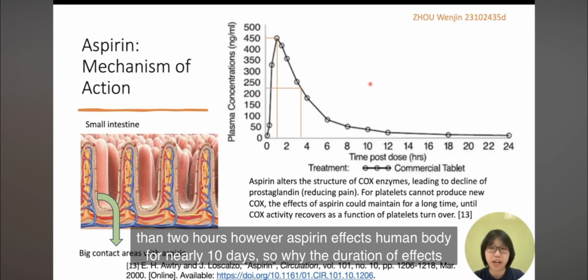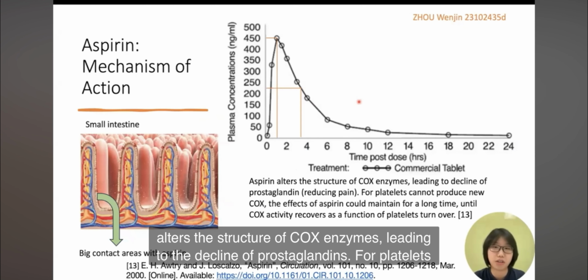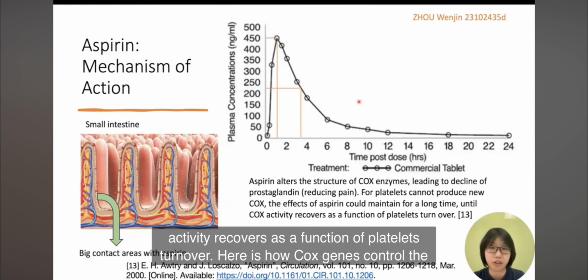So why is the duration of effects of aspirin much longer than the time aspirin remains in the blood? As we mentioned, aspirin alters the structure of COX enzymes, leading to the decline of prostaglandin. Because platelets cannot produce new COX enzymes, the effects of aspirin can be maintained for a long time until COX activity recovers as a function of platelet turnover.